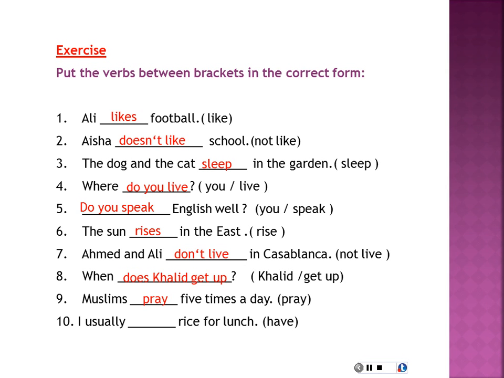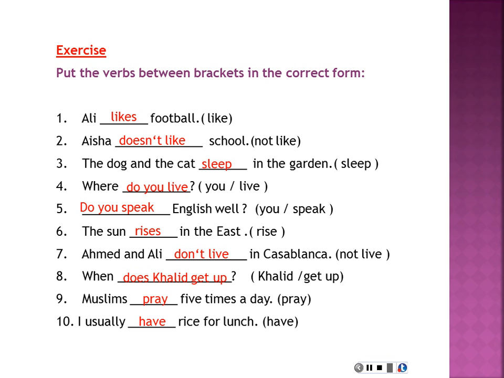Number 10, I usually have rice for lunch. So this is an affirmative sentence. There is no need to add anything to the verb. I usually have rice for lunch. Okay, this is the end of this exercise.